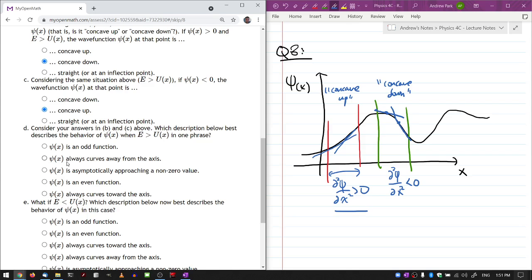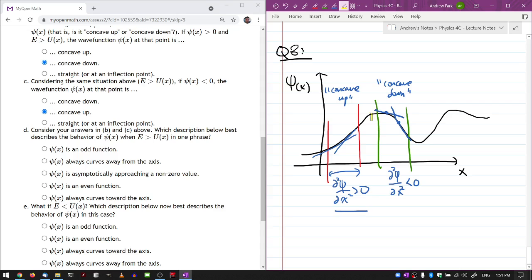Psi of x always curves away from the axis. Second derivative does describe curvature, but I would describe this as curving towards the axis, not away. So let me skip that for now. Psi of x is asymptotically approaching a non-zero value. I don't get that feeling by looking at this behavior here. It's not asymptotically doing anything. If anything, it's plunging towards zero.